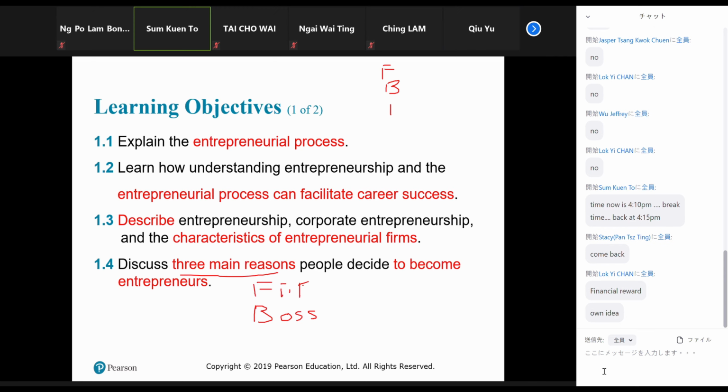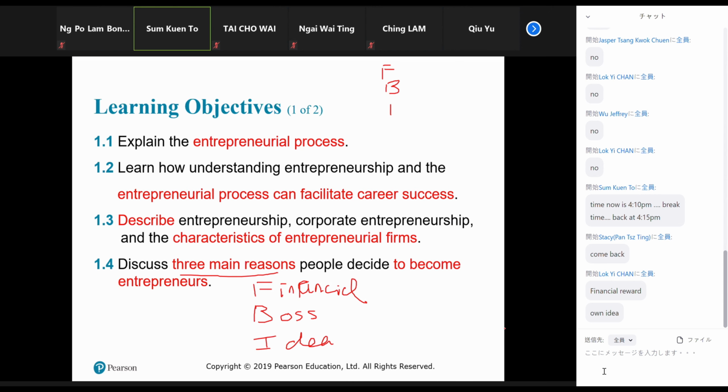Fine. Financial. And yes, thank you very much. You're so lovely. And then I, idea. So we learn about FBI. In future, when you present, when you communicate with me, I say that you should include FBI. Don't ask me what is meant by the Federal Bureau of Investigation. FBI in here is financial, boss, and idea.